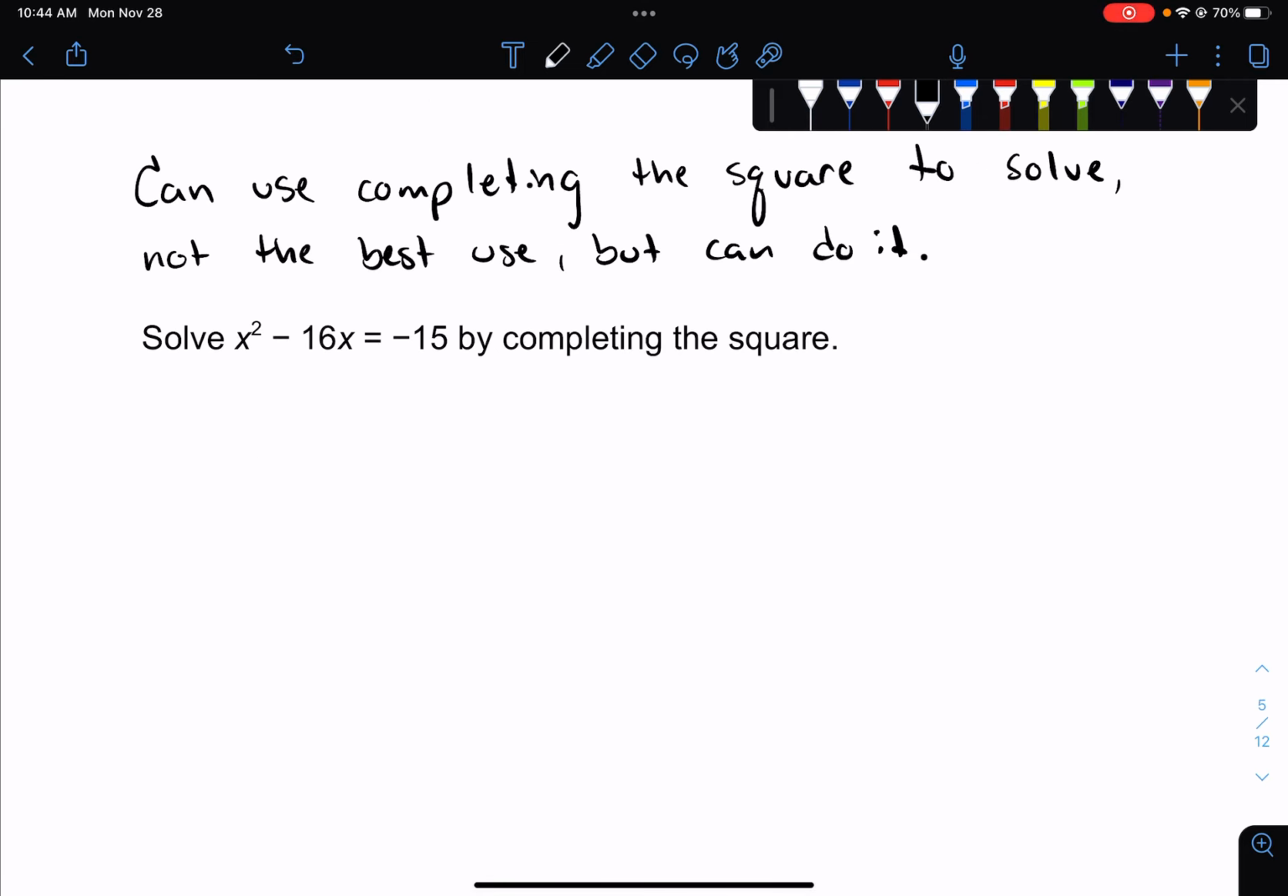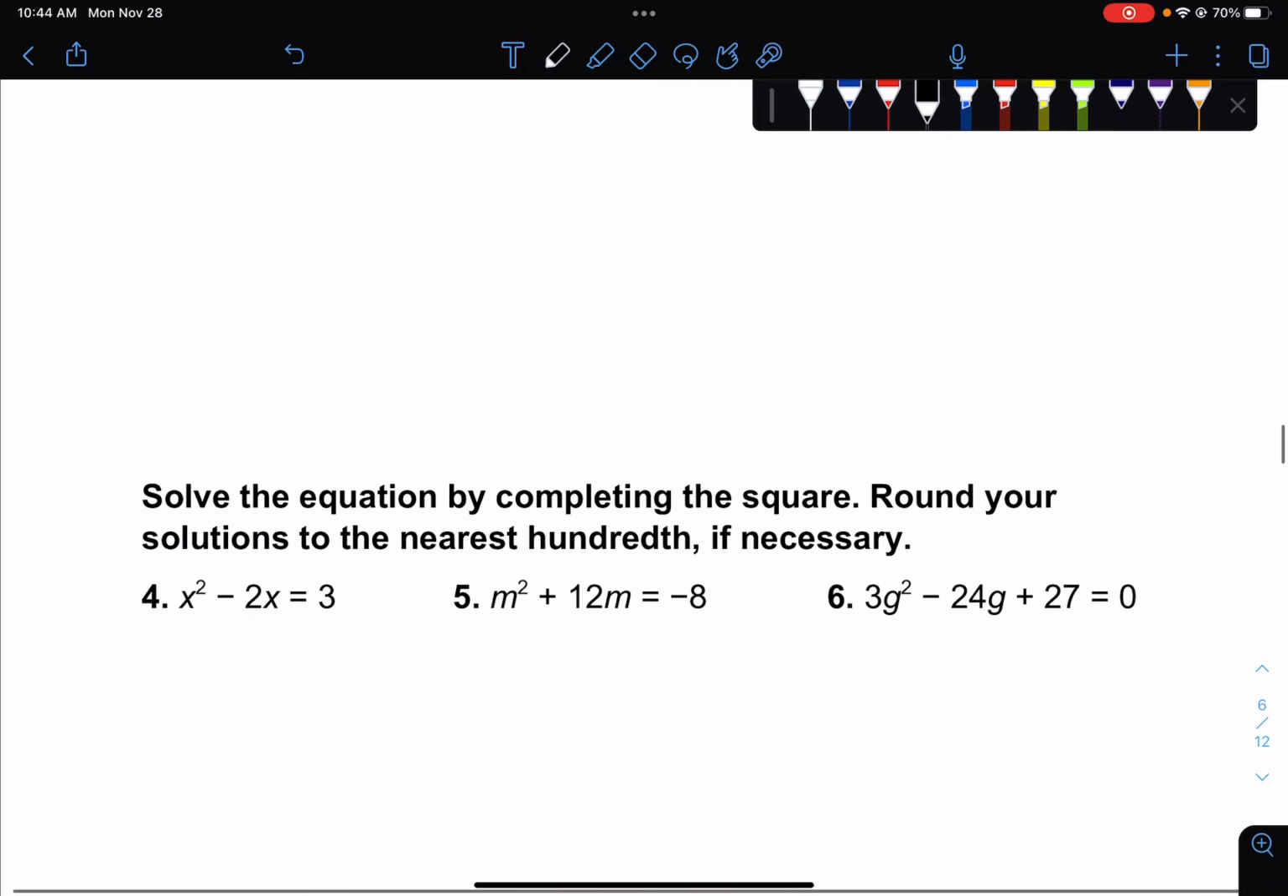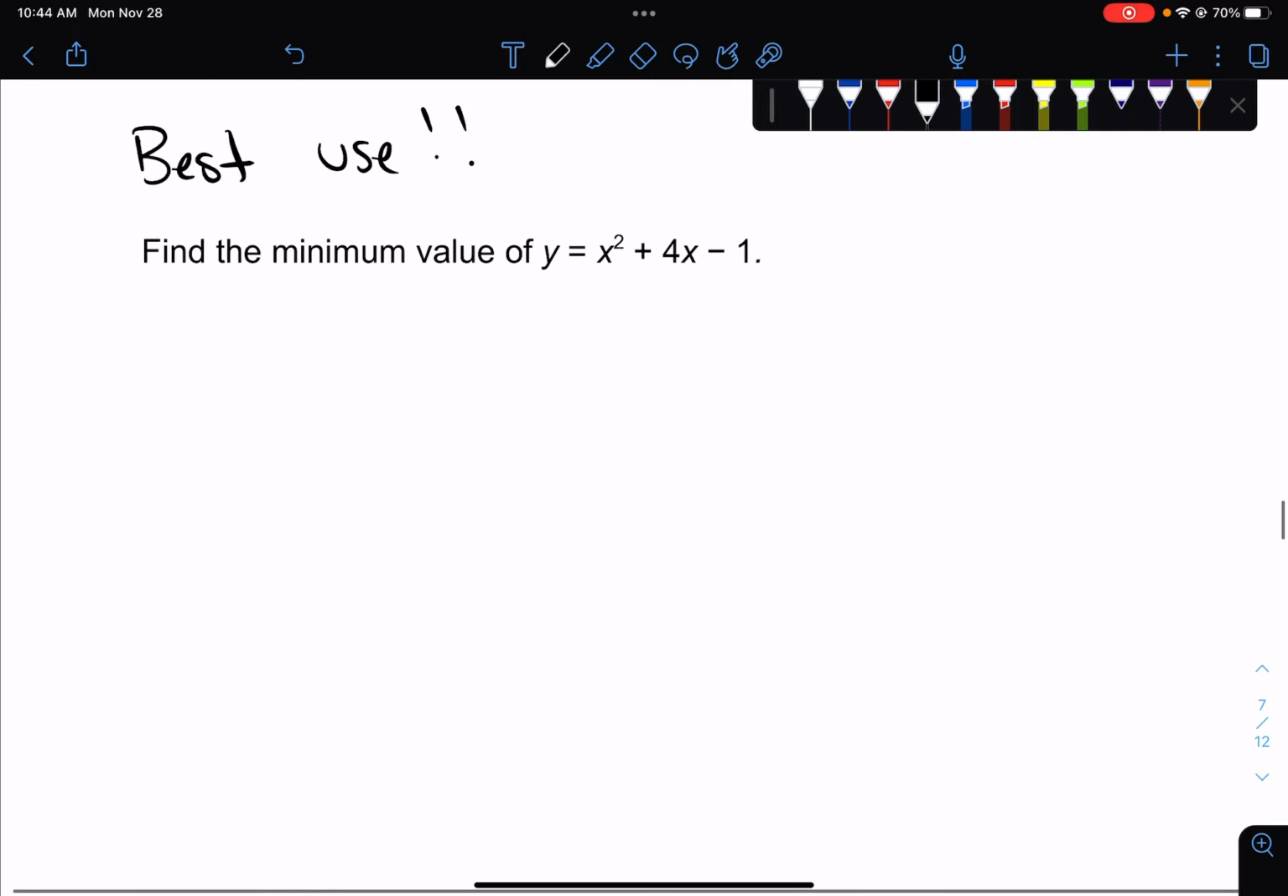Again, you can use completing the square to solve equations. You're going to see that show up. It's going to say solve this equation by completing the square. Please don't do that. We've taught you so many ways to solve equations: graph, quadratic formula, big x, square root method. Use one of the methods you already know to solve an equation. Don't add a new one to it. That's silly. What we want to do is use completing the square to find minimums and maximums.